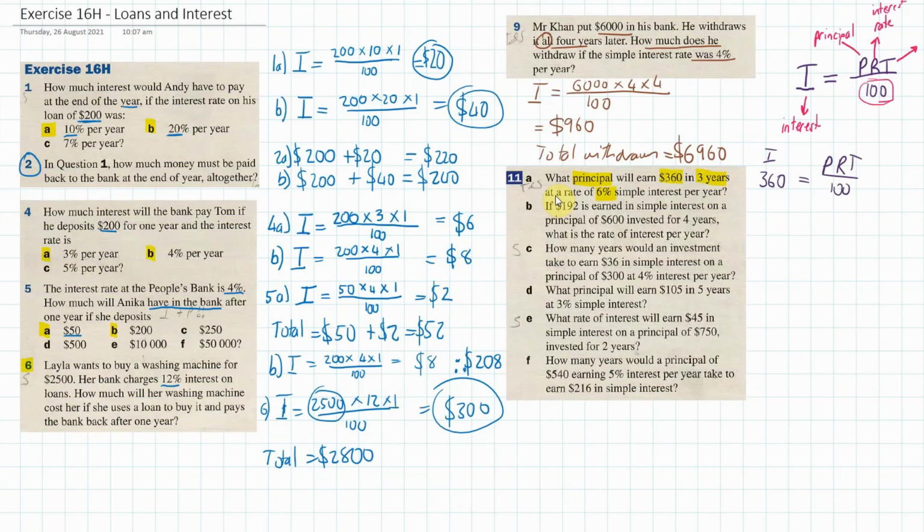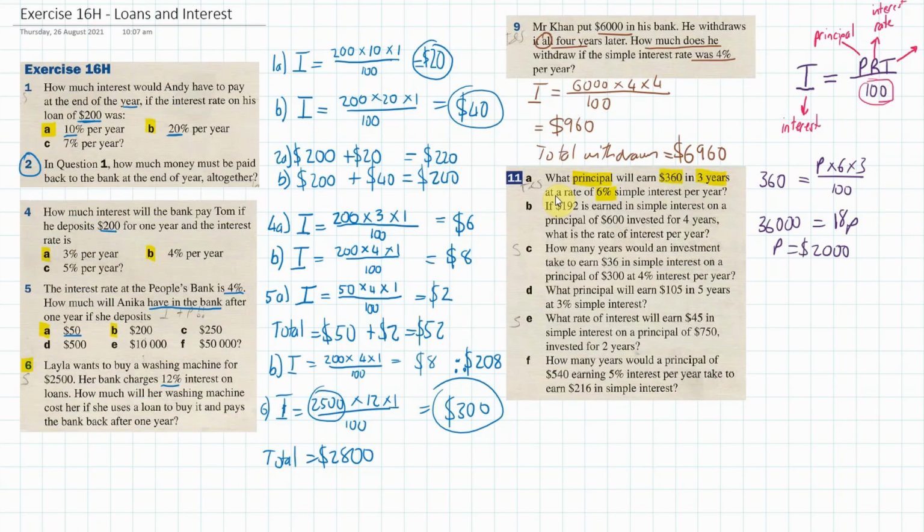So in this case, it's going to be 360 is equal to P, which we don't know, times R, which in this case is 6%, times the 3 years over 100. And we're going to have to rearrange our formula. So I'm going to times both sides by 100. So I'm going to get 36,000 equals 360 R, 18P. And to get P by itself, I divide by 18. And so I should get, I think it's $2,000 there.